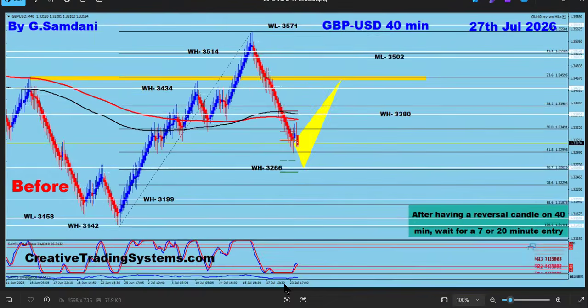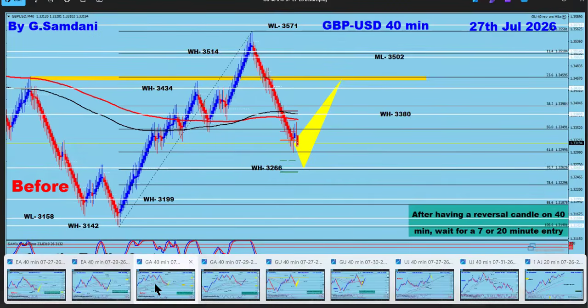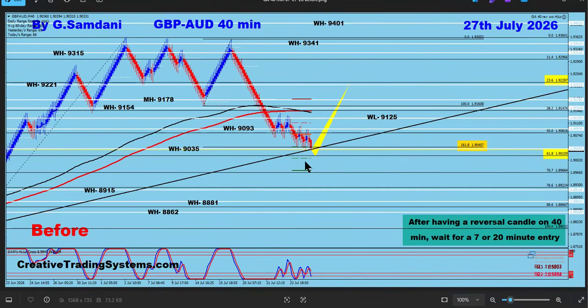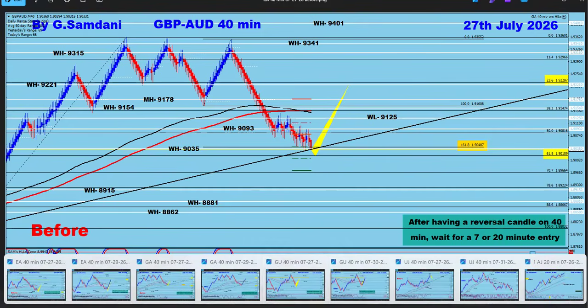For example, this one here, pound Aussie, right? This is what I posted on Forex Factory. I post on my Telegram channels, a couple of them, right? So people know exactly that this is what I'm looking at, and this is what I'm going to do. I'm going to take the entry from either the 7-minute chart or the 20-minute chart, which I'll show you later in this video. You'll see. So this is like before and after.